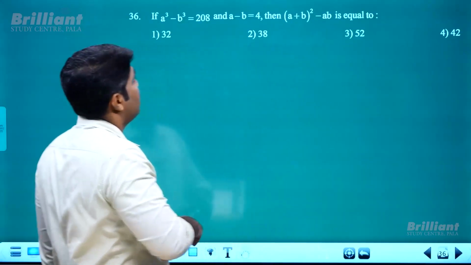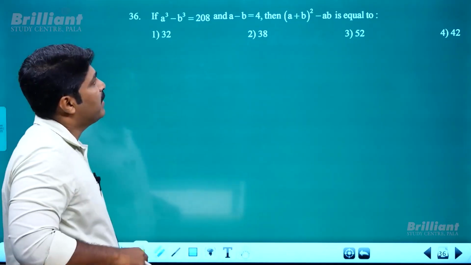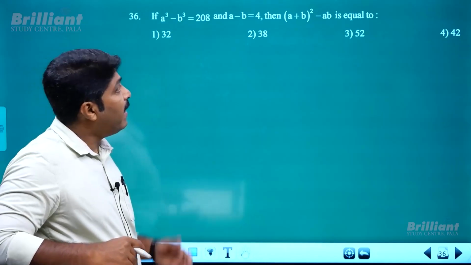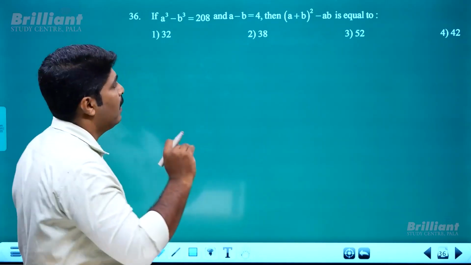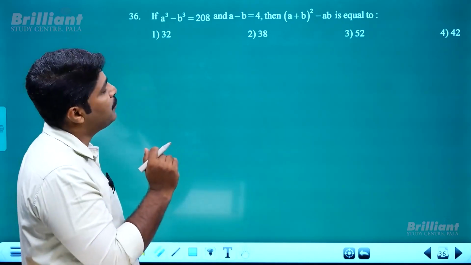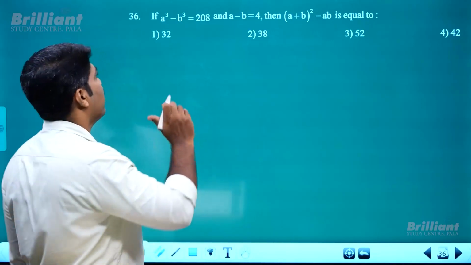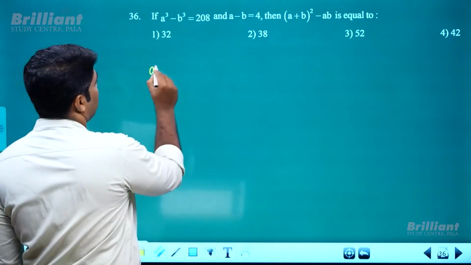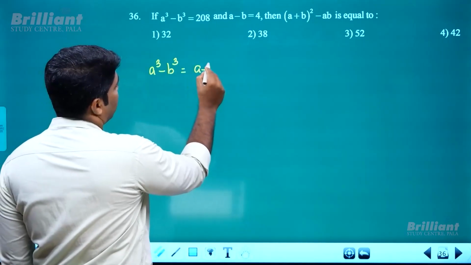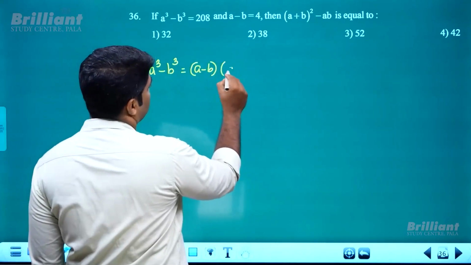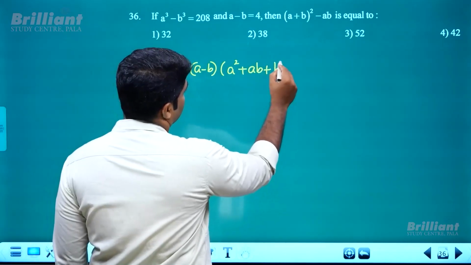And so the next question is another algebraic type of question. If a cube minus b cube equals 208 and a minus b equals 4, then what is a plus b the whole square minus ab? First of all, you have to reach some conclusions about this algebraic type of operations here. What is the expansion of a cube minus b cube? So this is a minus b into a square plus ab plus b square.